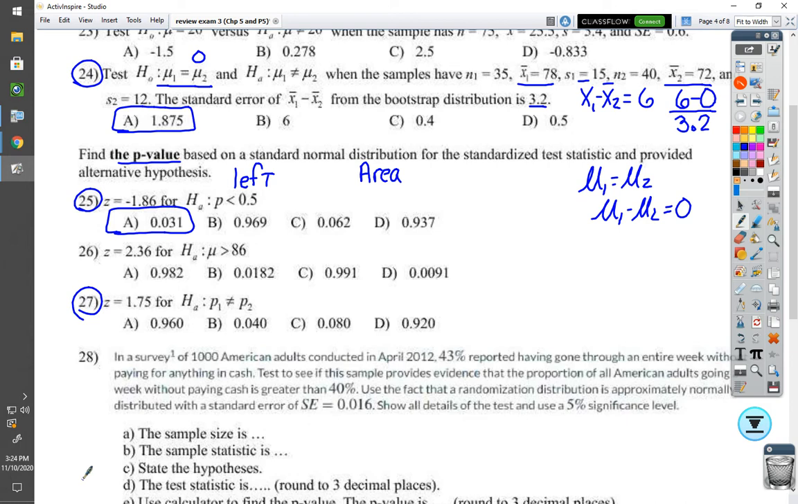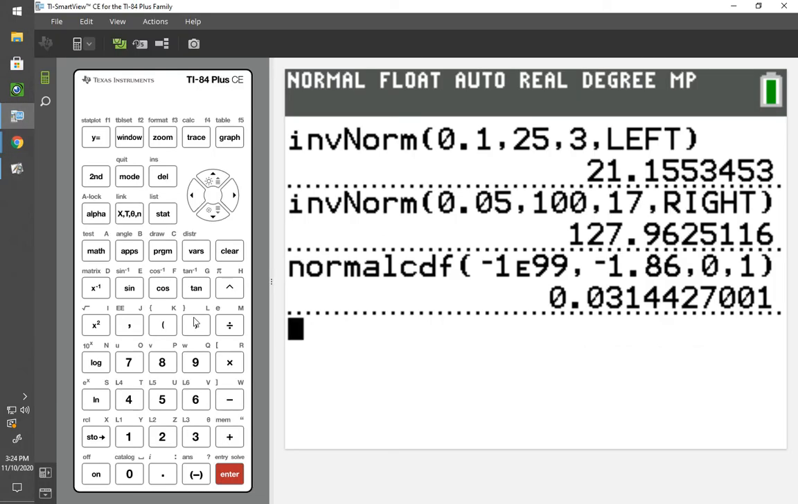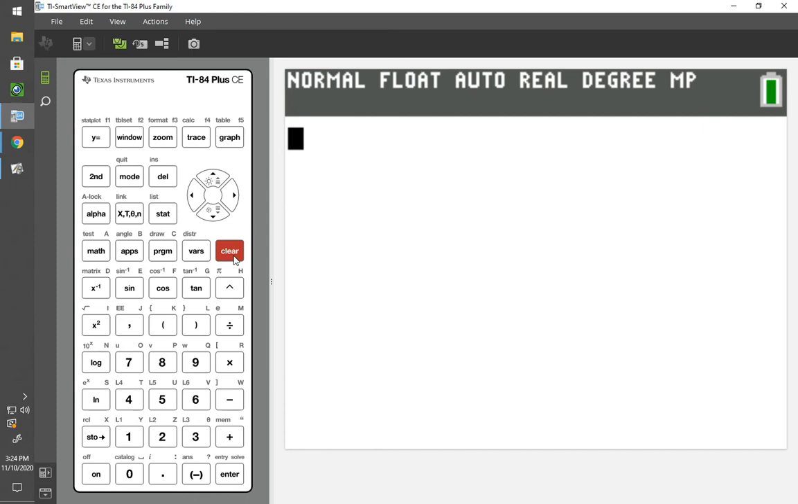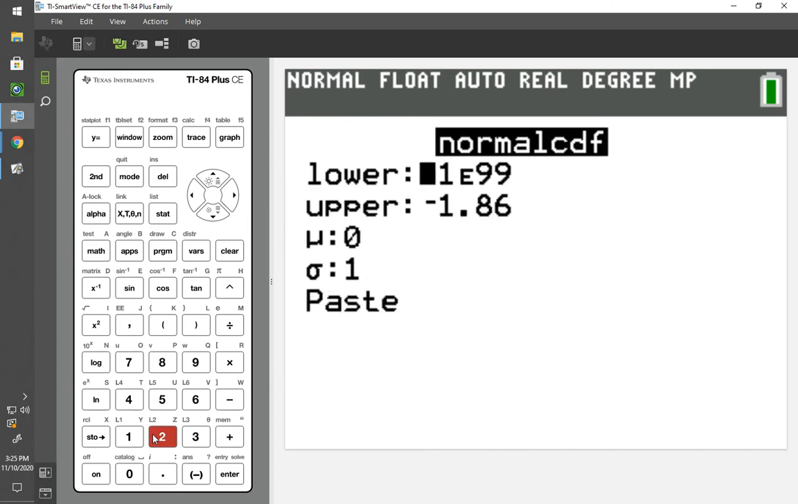I'm going to do number 27. In this particular one, we have z at 1.75 and we have a not equal. So we have a two-tail test happening in this particular calculation. And I'm interested in this one for one reason, because the p-value will happen on two sides. So we need this 1.75 here. Calculator says, again, we are finding area. So we go to second, we go to vars, we go to number 2.